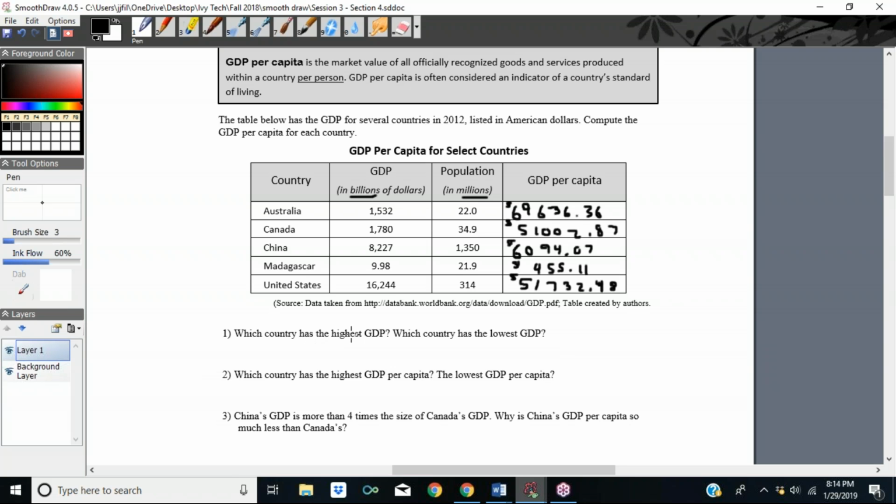So let's see, which country has the highest GDP? Looks like Australia. And the lowest, oh, I'm sorry, I'm not even reading this right. The highest GDP, that's this number here. So it looks like the US. And the lowest GDP, let's see, the lowest GDP looks like Madagascar. And then which country has the highest GDP per capita? That would be Australia. And the lowest GDP per capita is still Madagascar.